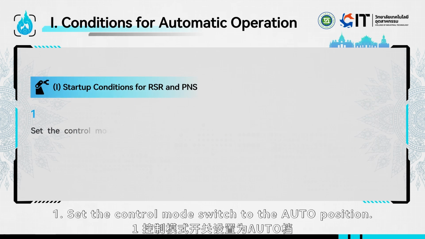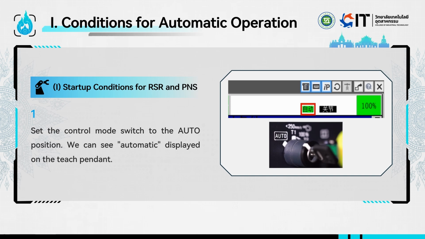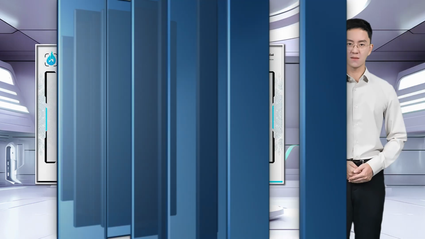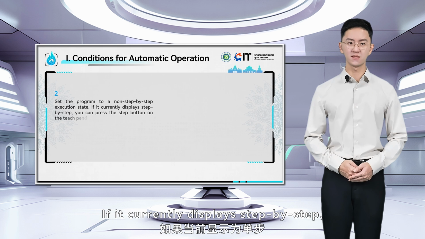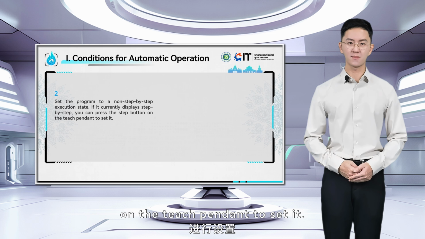1. Set the control mode switch to the auto position. We can see automatic displayed on the teach pendant. If it is not an automatic mode, we can set the control mode switch to automatic mode using the key on the control cabinet. 2. Set the program to a non-step-by-step execution state. If it currently displays step-by-step, you can press the step button on the teach pendant to set it.